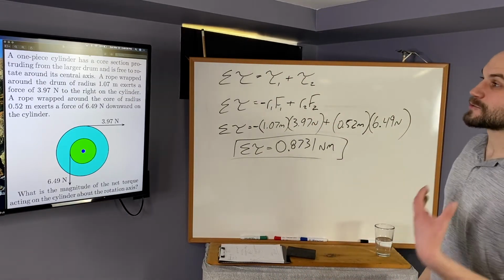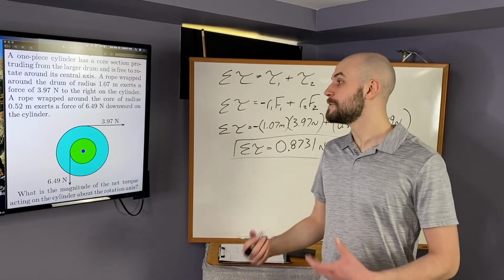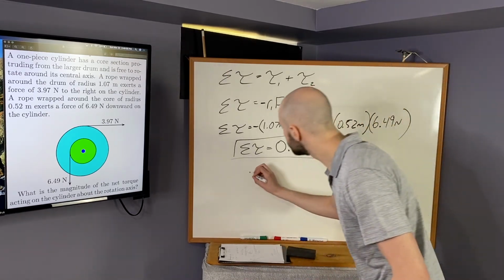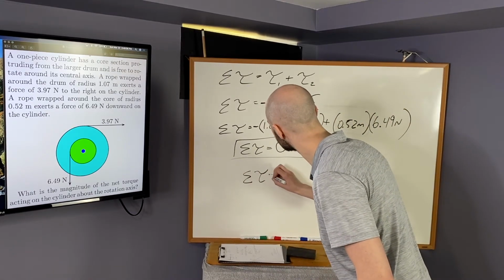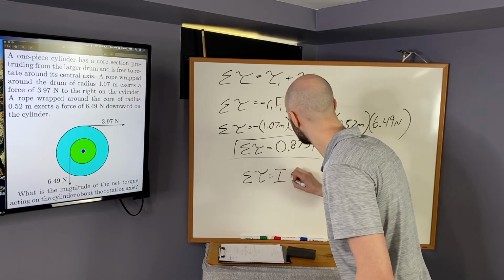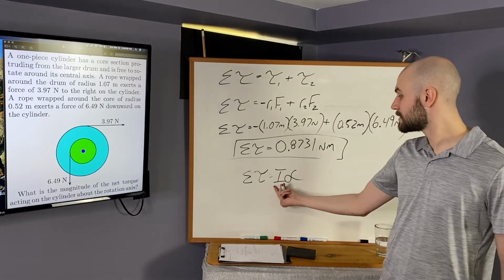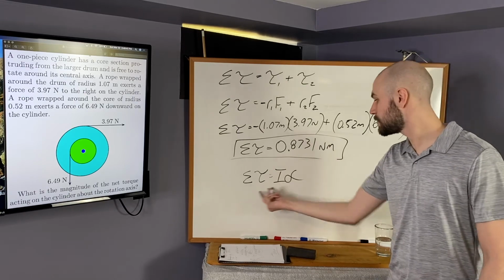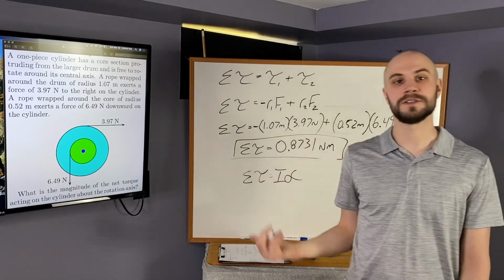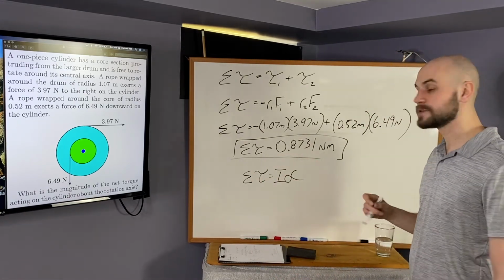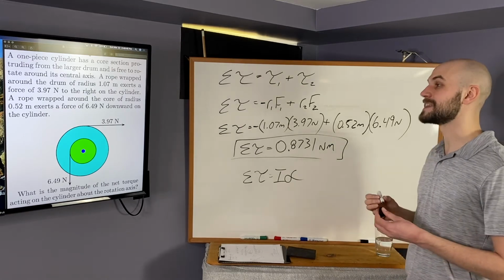If they gave us the rotational inertia of the cylinder, then we can use that information. If we know the rotational inertia of the system and we know the net torque, we could find exactly how much angular acceleration the cylinder is going to have.